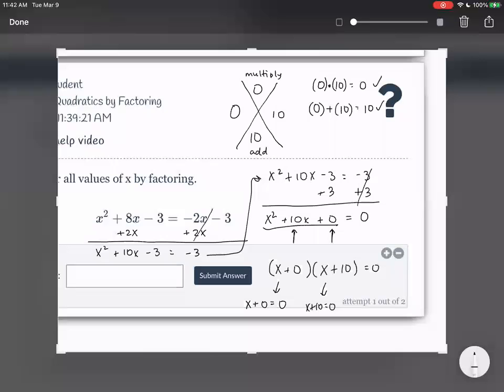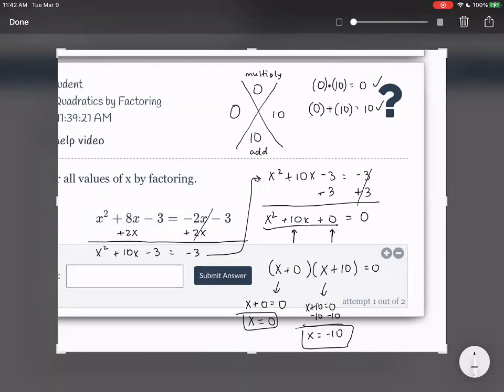So then let's solve for x. This is x plus 0 equals 0. x plus 0 is just x. So x equals 0. That's one solution already. Now on the other side, we can subtract 10, and we get x equals negative 10. And so here's your other answer.